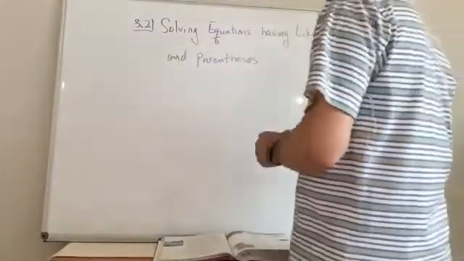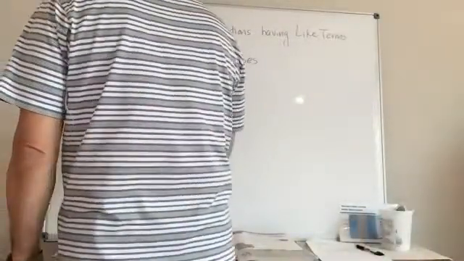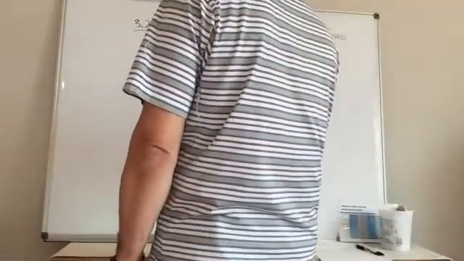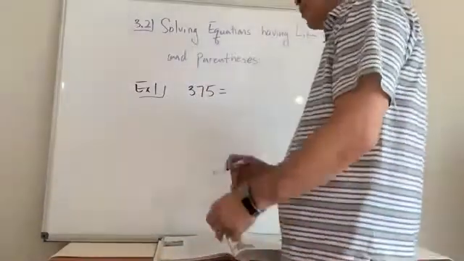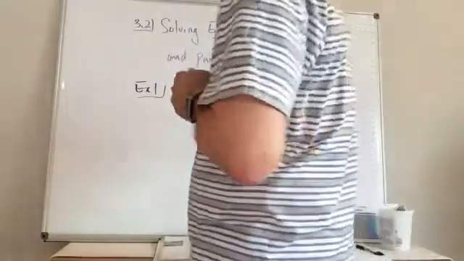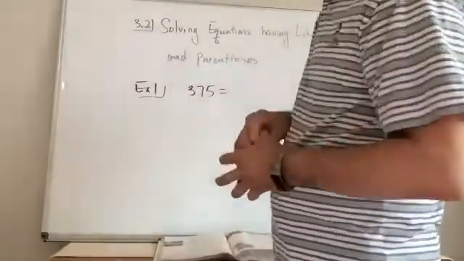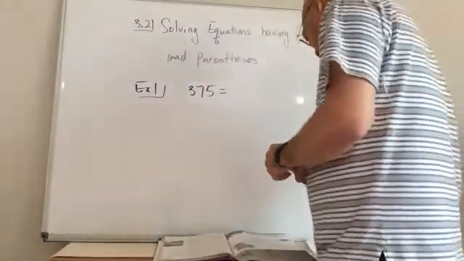Okay. So example number one. So basically you're going to spend $375, right? You're going to buy three things here. You're going to buy pom-poms, noisemakers, and a banner, right? So on the banner, there's only one banner, and that costs $47.